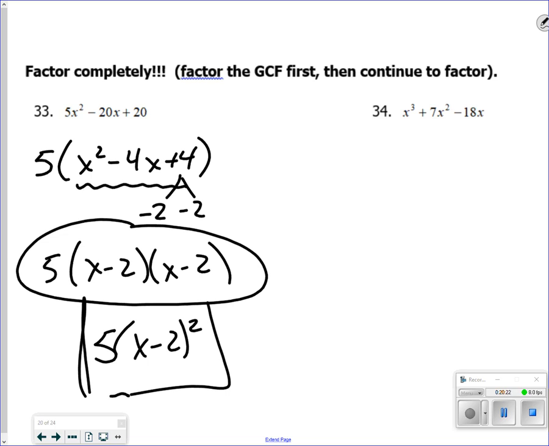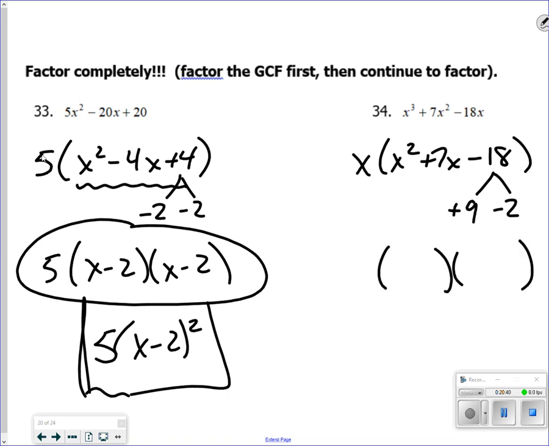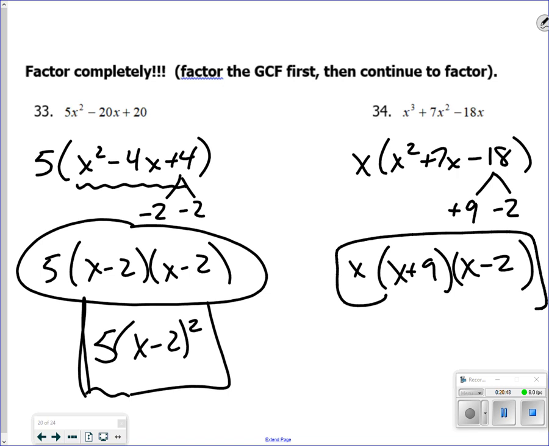And so the last one here, or the last one on this page, take out an x. So I'm taking out the GCF. Factors of negative, remember there's no number in front of the x squared. Everything changes if there is a number in front of that x squared. Just factors of -18 that also add up to 7. That will create your magic numbers. That'll create the numbers that work. And then don't forget the GCF when writing your answer.